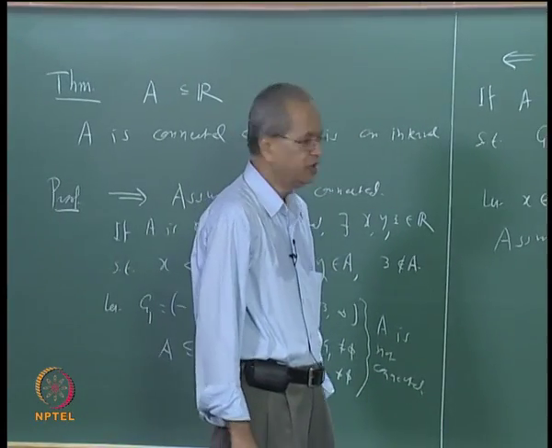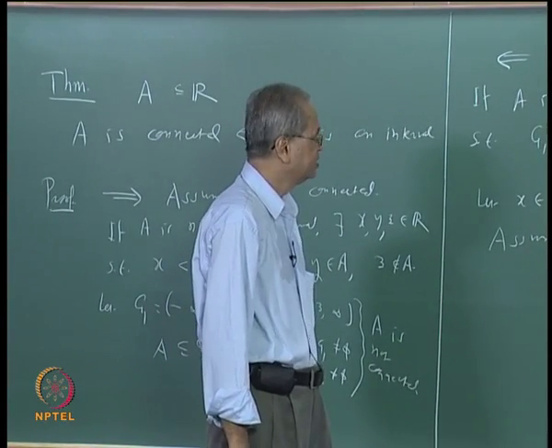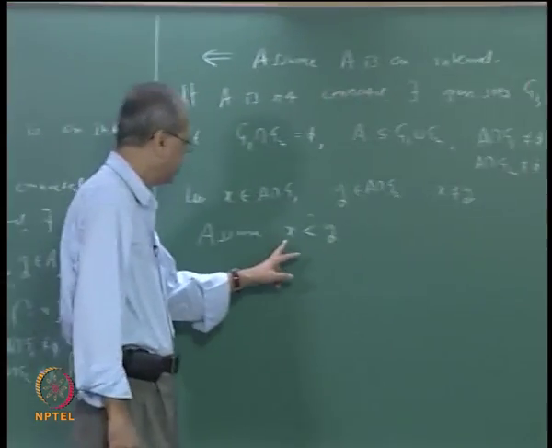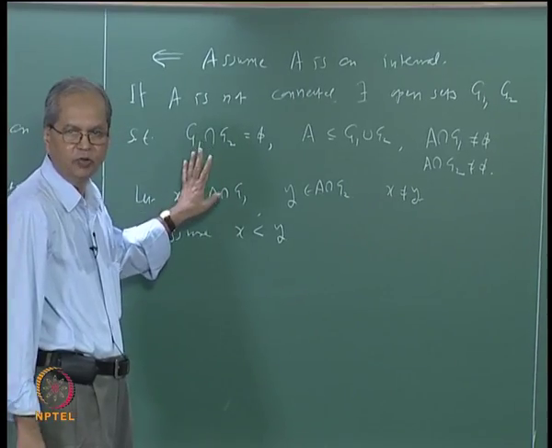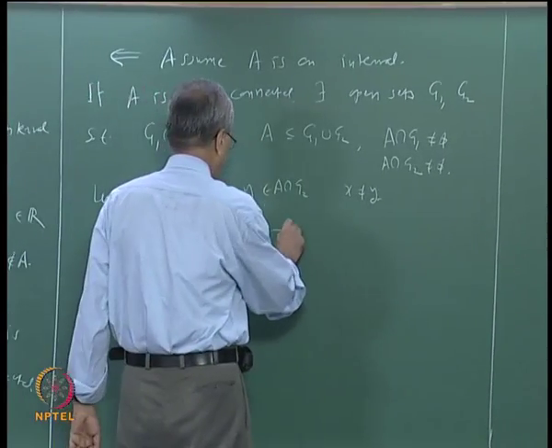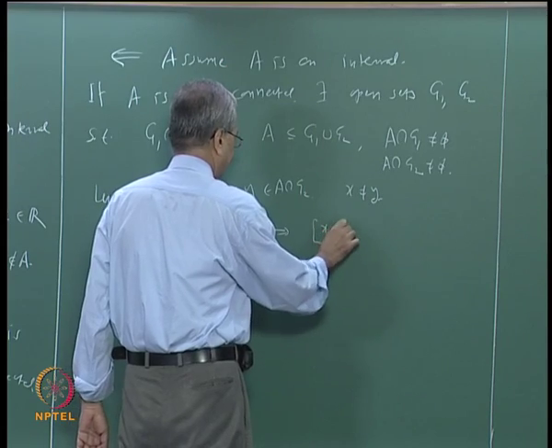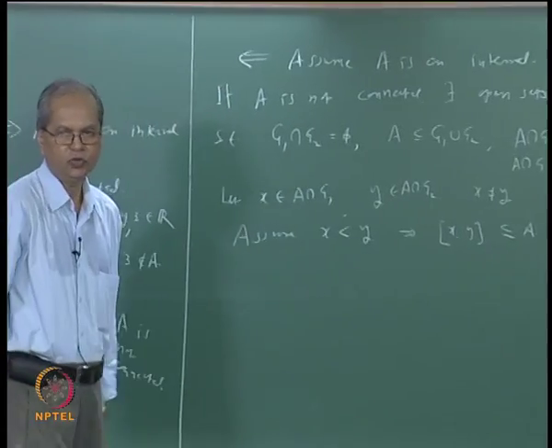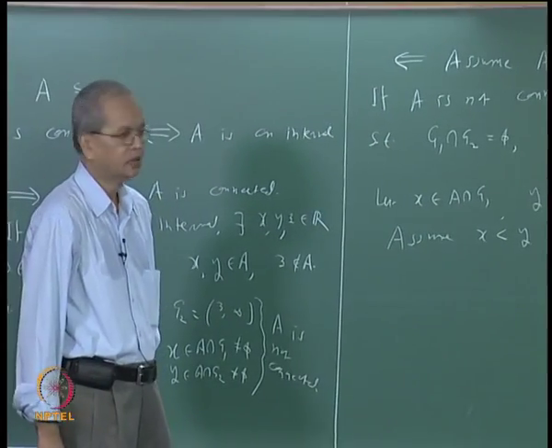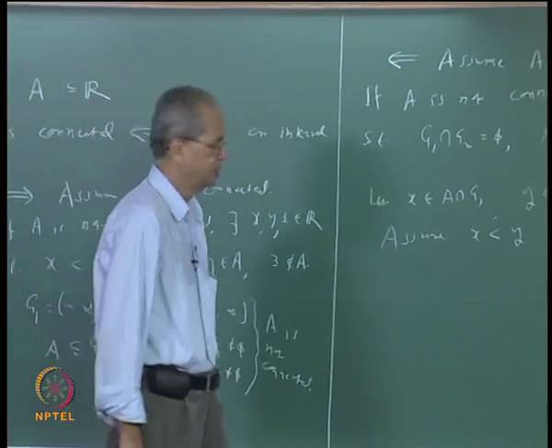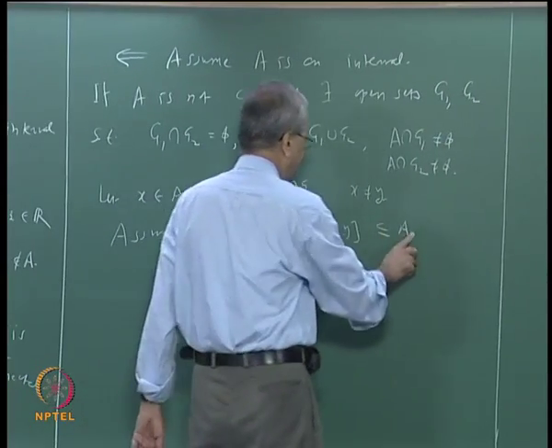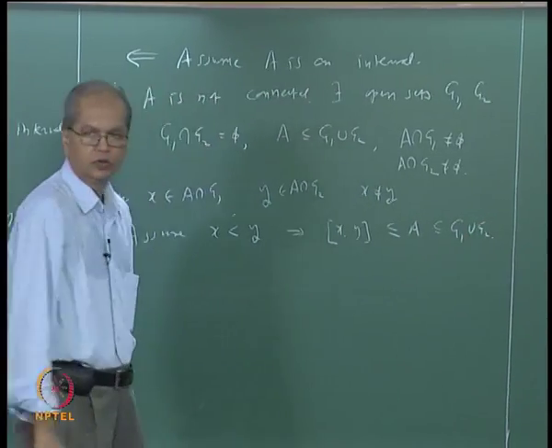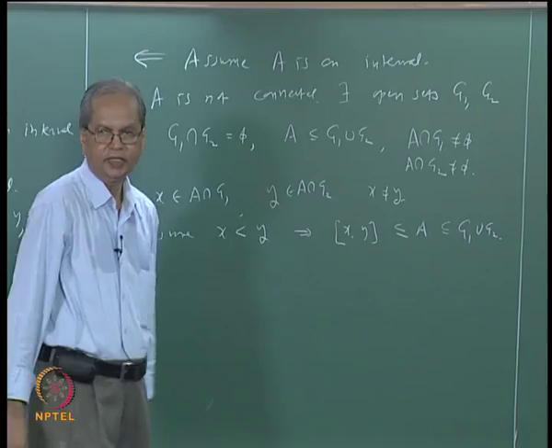Now x and y both belong to A, x is less than y, and we have assumed that A is an interval. That means all the points lying between x and y must be in A. This is the same as saying that the closed interval with endpoints x and y must be completely contained in A, because of our assumption that A is an interval. And A is contained in G1 union G2, so in particular this interval is contained in G1 union G2.